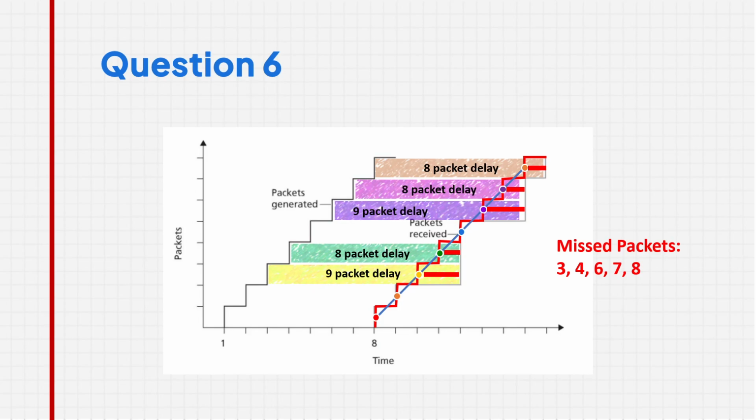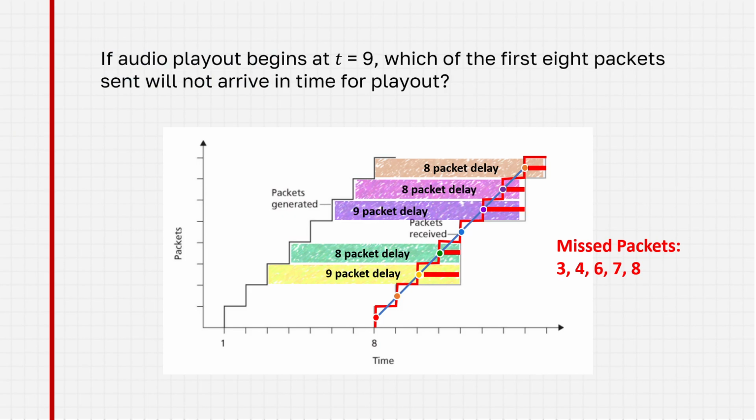No? Okay, if no questions. Now, if we begin at t equals 9, which ones are late? 3 and 6. Why? 9 packets delay. Okay, so you can shift 1. Then you will see that only 3 and 6 will be late now.